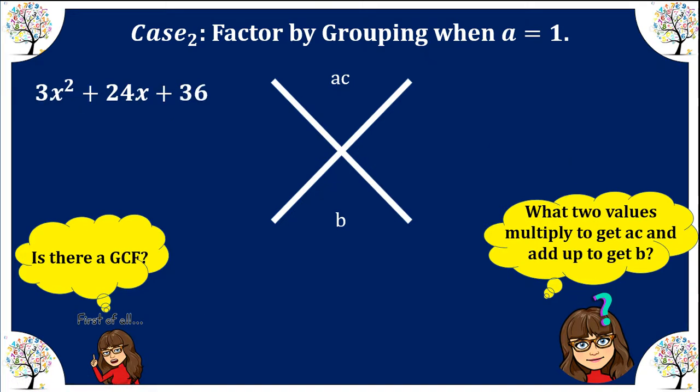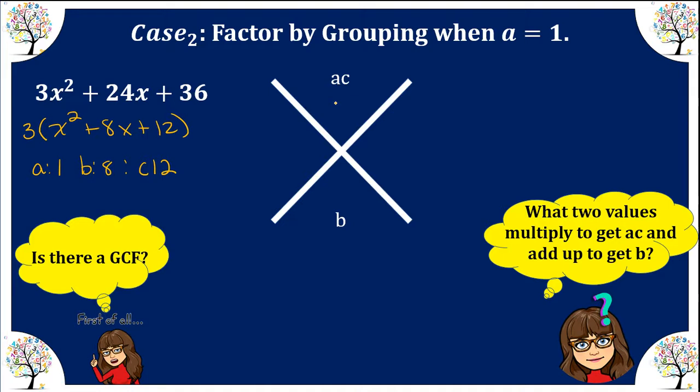Let's take a look at another one. I notice this one has a common factor of 3. So the GCF we're going to factor out, and this gives us x squared plus 8x plus 12. Our A value is 1, our B value is 8, and our C value is 12.